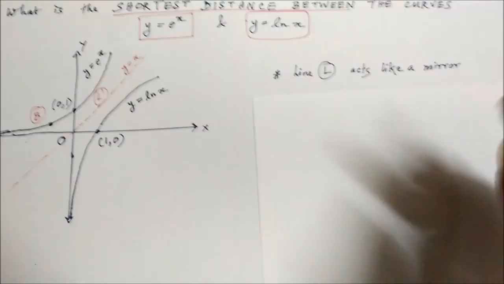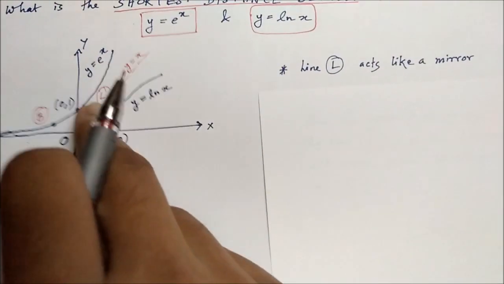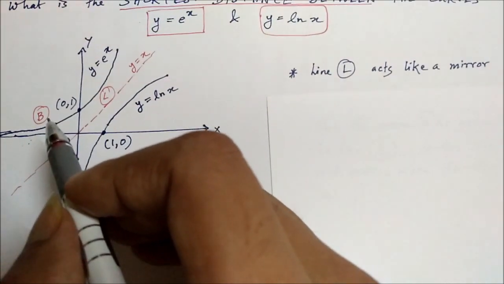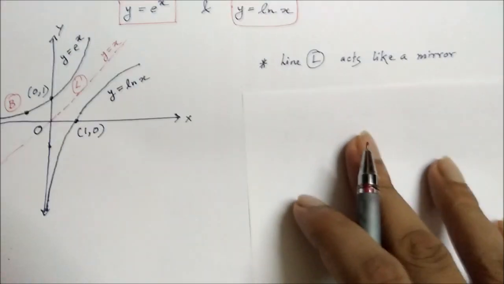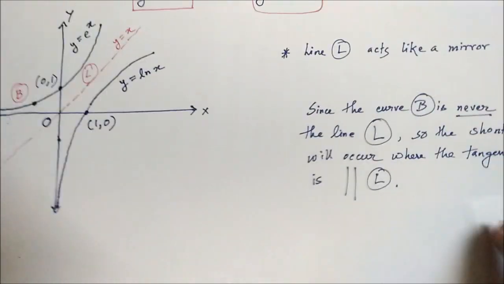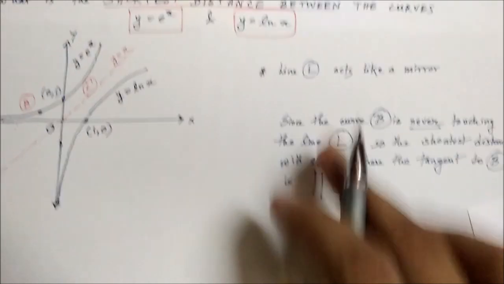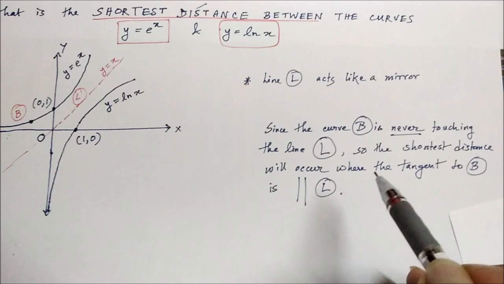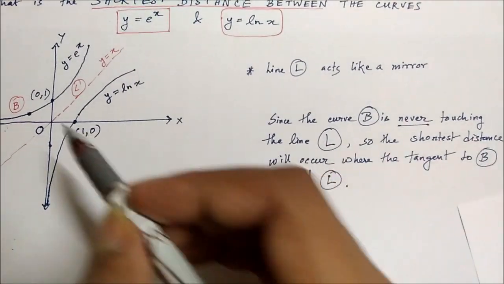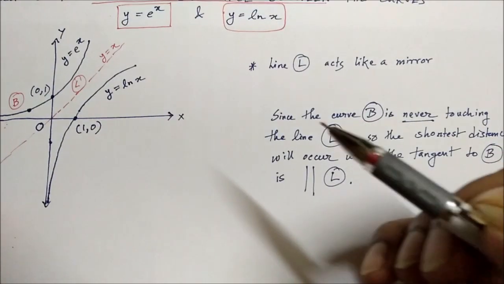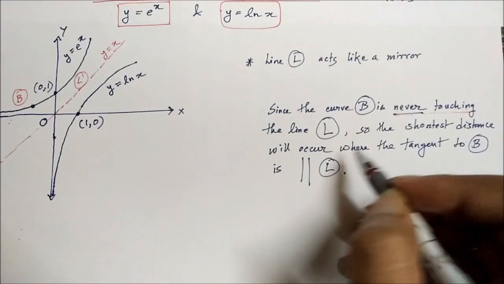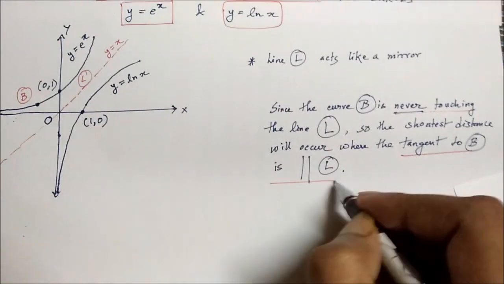Now here comes the thing. We focus on L and B. Does L ever touch B? No. So just look at this logic. Since the curve B is never touching the line L, the shortest distance will occur where the tangent to B is parallel to L. So we focus on where the tangent to B is parallel to L, right?